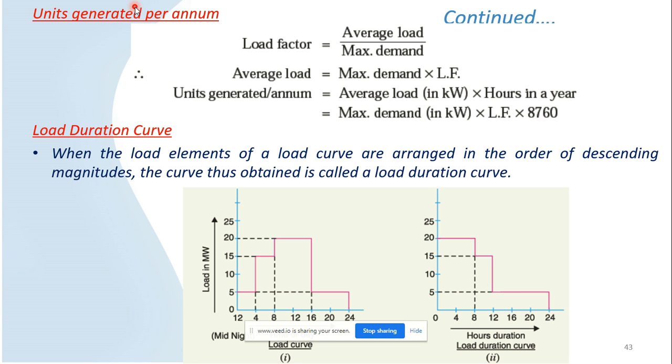Then units generated per annum can be found out from the load factor. Load factor equals average load by maximum demand, or average load equals maximum demand into load factor. Units generated is average load into time, hours in a year. Average load is maximum demand into load factor into 8760. This can be used in problems for finding the units generated per annum.